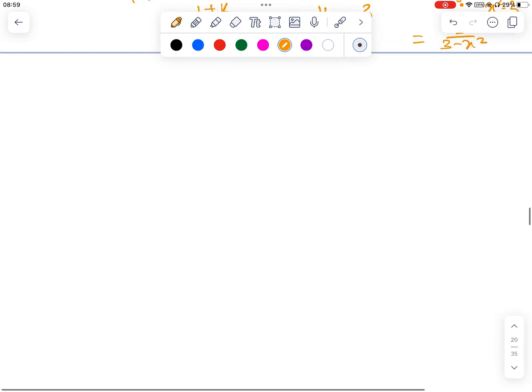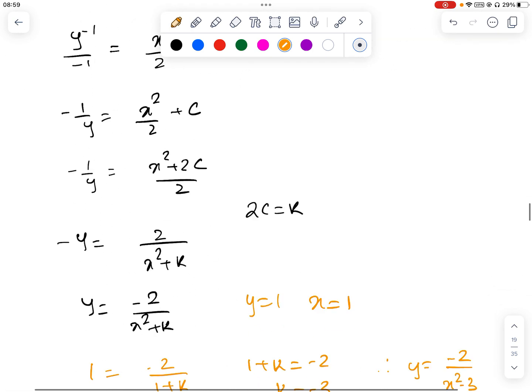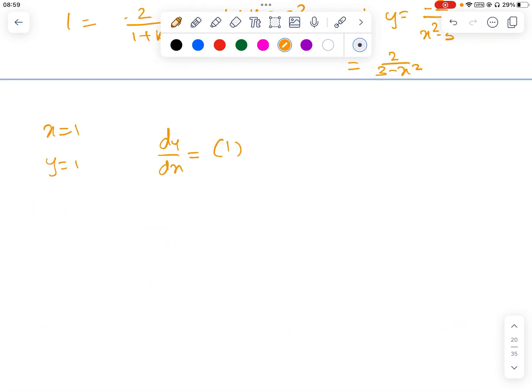So part C, x equals 1, y equals 1. So I will be finding dy by dx. dy by dx equals how much? What was dy by dx? xy square, 1 times 1 square, which is going to be 1.